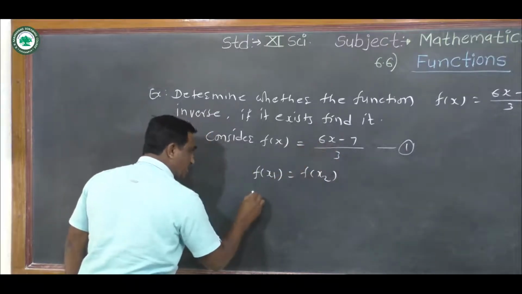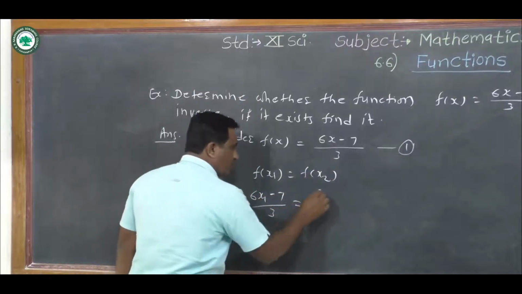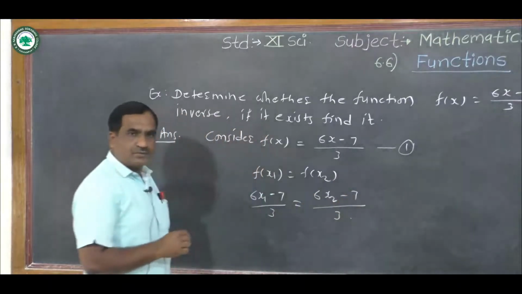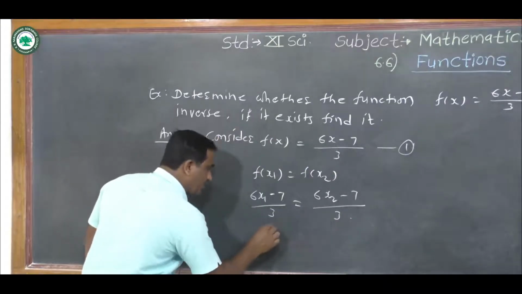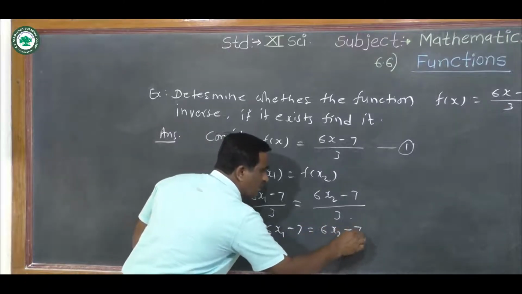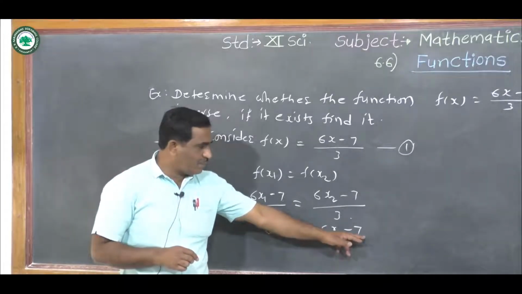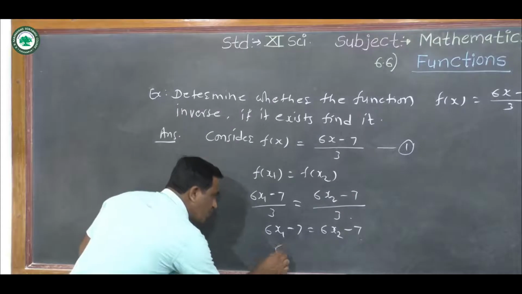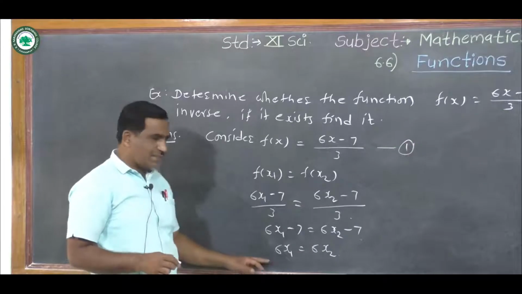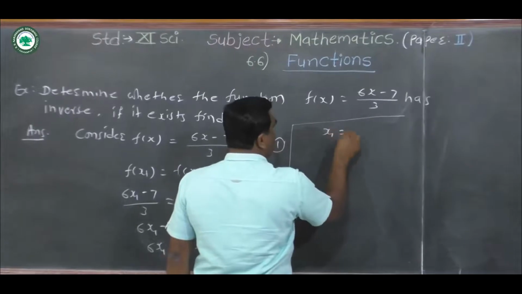Instead of x, we can write x1. (6x1 minus 7)/3 is equal to (6x2 minus 7)/3. Now these 3 get cancelled, remains only 6x1 minus 7 is equal to 6x2 minus 7. Again we can take minus 7 to the other side, it becomes plus 7, minus 7 cancel, remains only 6x1 is equal to 6x2. Now dividing by 6, we can write x1 is equal to x2.